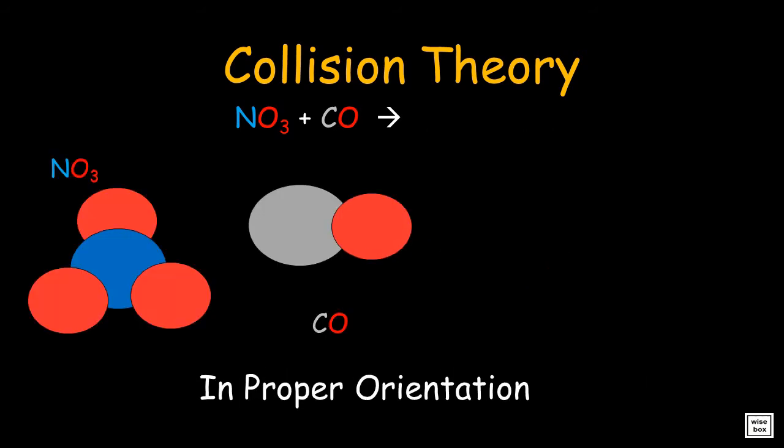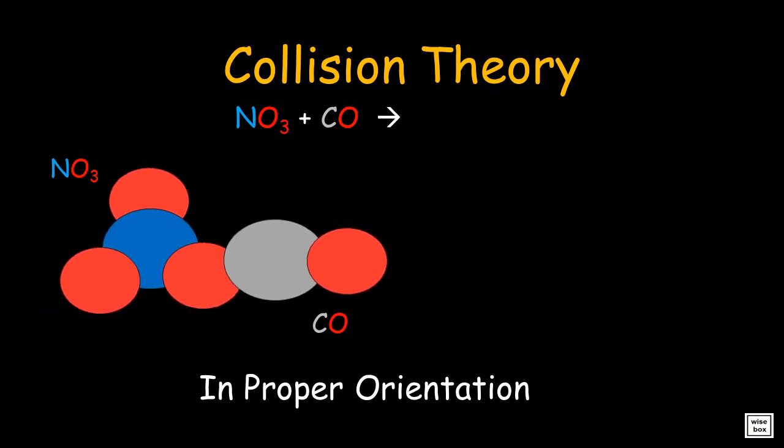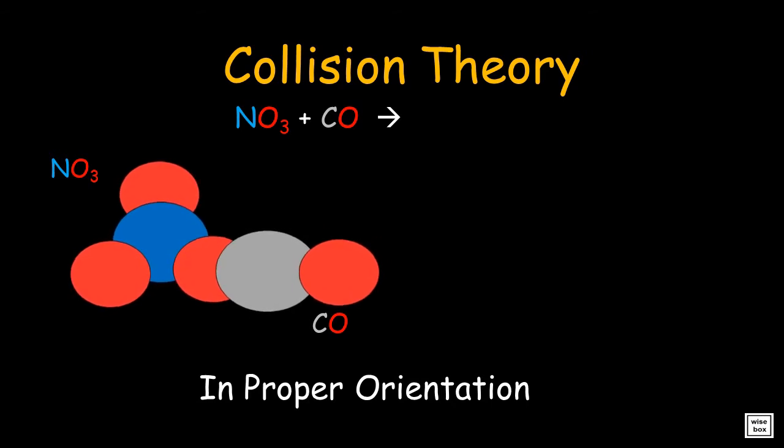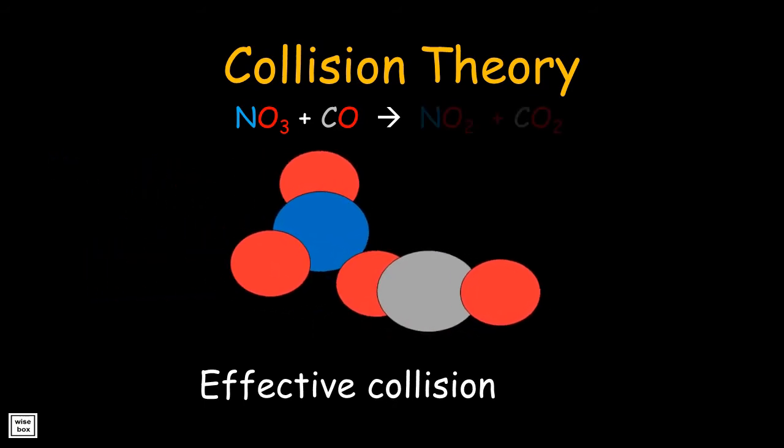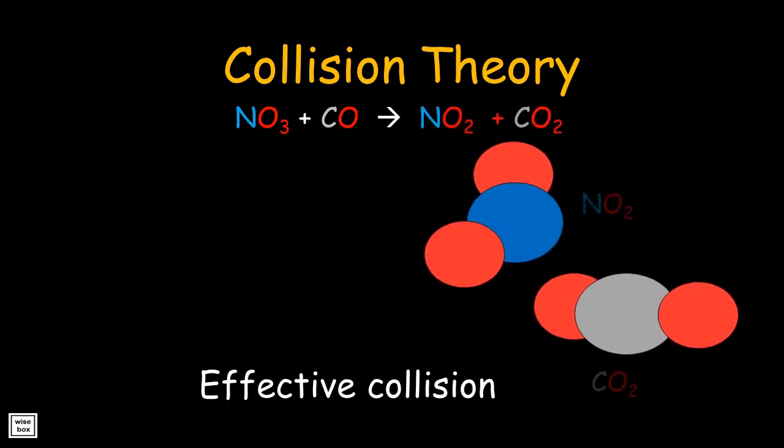For this reaction to proceed, the reactants must not only have enough energy, they must also be at proper orientation. This is now an effective collision of nitrate and carbon monoxide molecules, which produces nitrogen dioxide and carbon dioxide molecules.